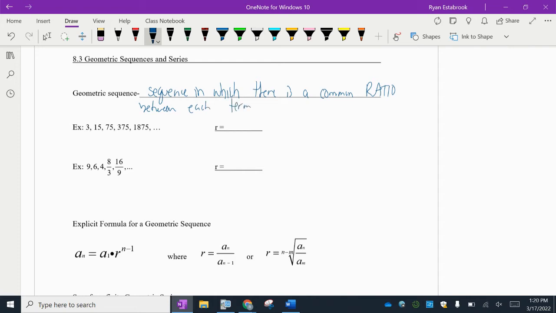A common ratio. A common difference meant we were adding the same thing every time. A common ratio means we're multiplying by the same thing every time. You could be multiplying by a positive number or a negative number, an integer or a fraction, something bigger than 1, something less than 1. But if you multiply by the same number every time, that is a geometric sequence.